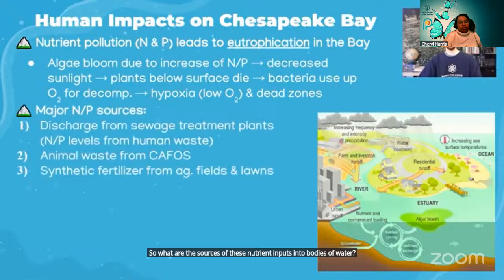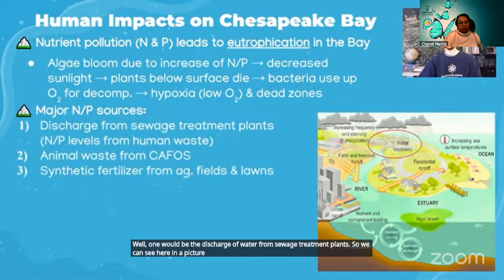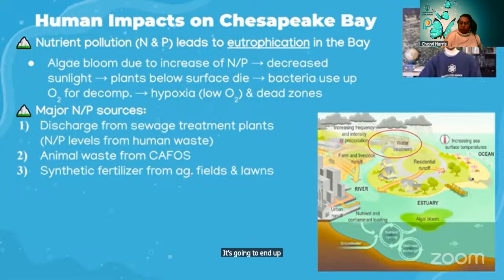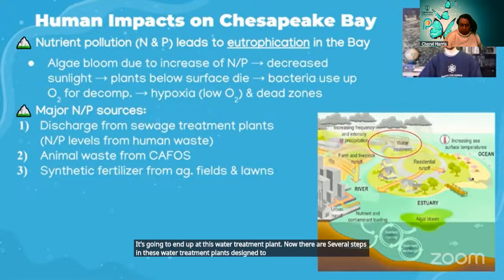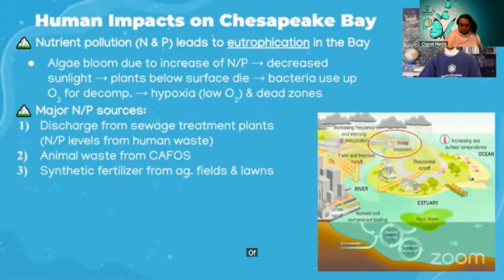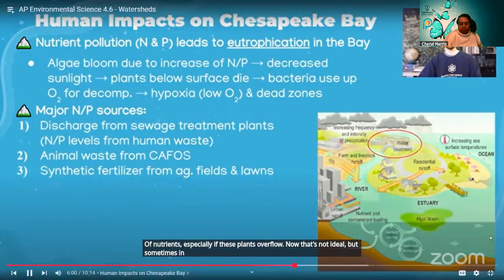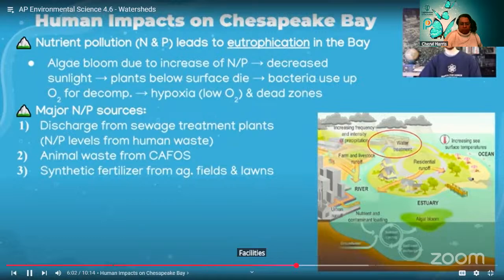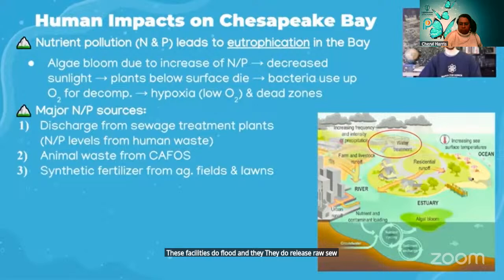Well, one would be the discharge of water from sewage treatment plants. So we can see here in a picture that all of our wastewater, so water that we flush down the toilet, is going to end up at this water treatment plant. Now, there are several steps in these water treatment plants designed to remove all the nutrients from our wastewater, but it's impossible to always get that down to zero. And so there's going to be some inputs of nutrients, especially if these plants overflow. Now, that's not ideal, but sometimes in really heavy rain situations, these facilities do flood and they do release raw sewage directly into a body of water. And so then you have, of course, really, really elevated nutrient levels entering the body of water.